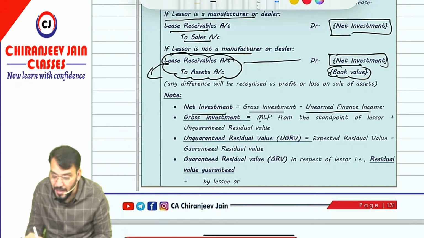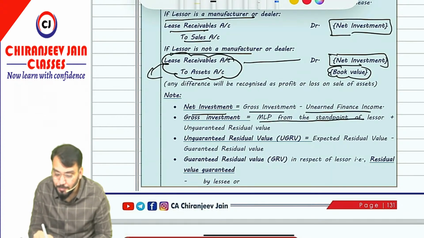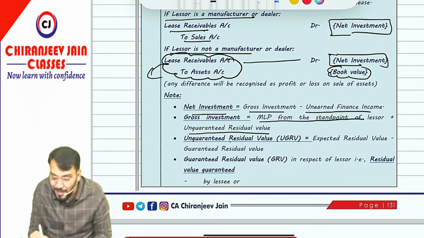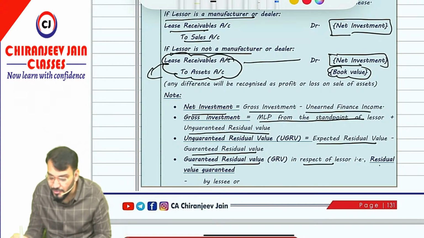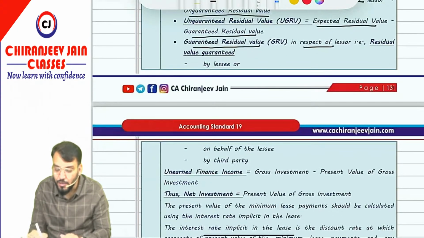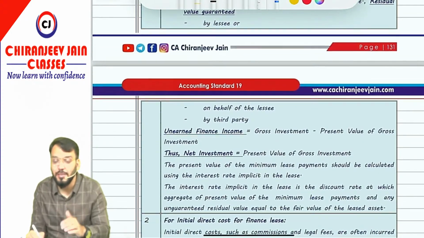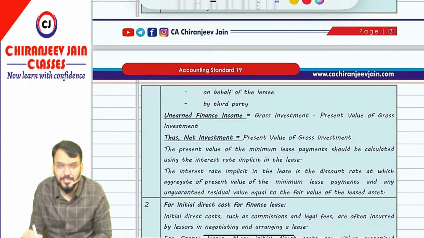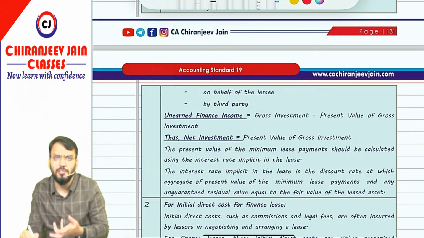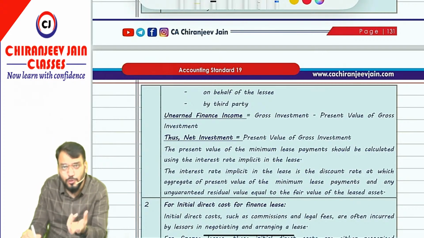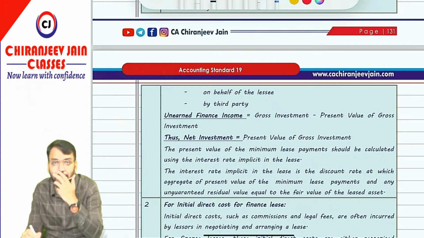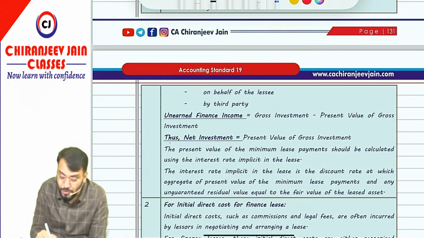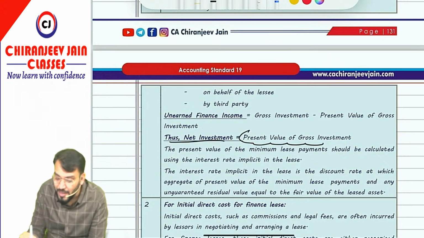Gross investment means MLP from the standpoint of the lessor plus unguaranteed residual value. Unguaranteed residual value means expected residual value minus guaranteed residual value. Guaranteed residual value in respect of the lessor means residual value guaranteed by the lessee, or on behalf of the lessee, or by a third party, whichever is higher. Correct? Sometimes they will ask you to calculate unearned finance income. So can you say future payment minus present value is unearned finance income, means gross investment minus net investment is equal to unearned finance income.